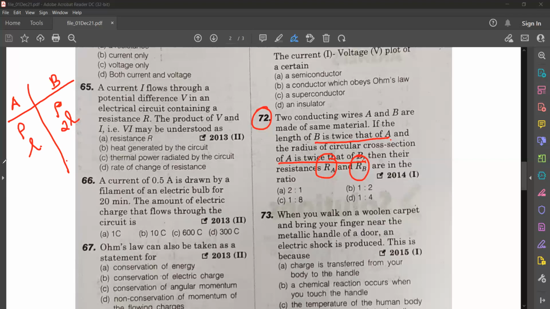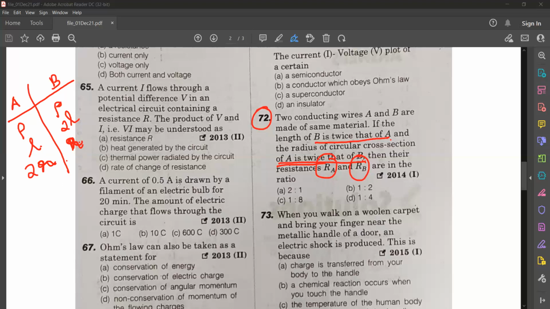Now the radius of the circular cross section of A is twice that of B. So if the radius of B is small r, then the radius of A will be 2r. Here it is r, and here it is 2r. Okay, this much is clear, isn't it?